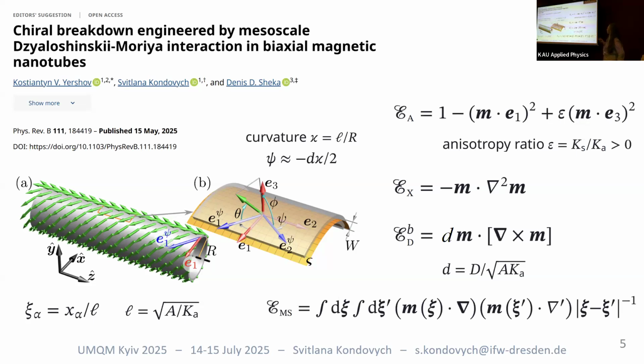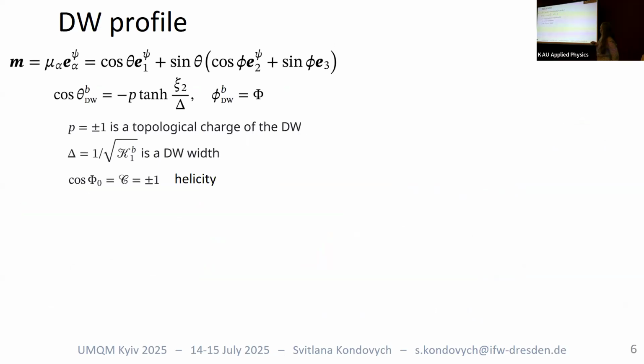So the interactions we consider in such a system are anisotropic energy, exchange energy, Dzyaloshinskii-Moriya interaction, and magnetostatic interaction. So what we see, the profile of the domain wall in such a system can be characterized in these angular variables by this ansatz, which includes the domain wall width and the topological charge of the domain wall. And in the ground state, it is characterized by a certain helicity.